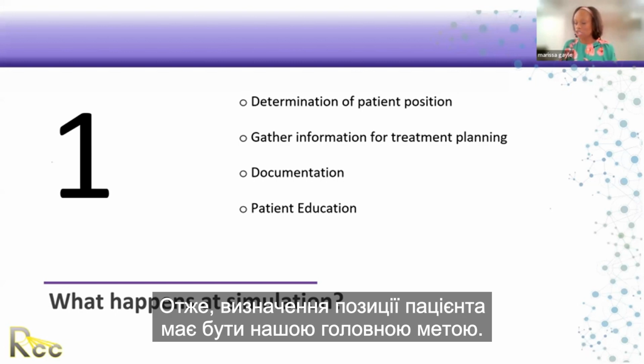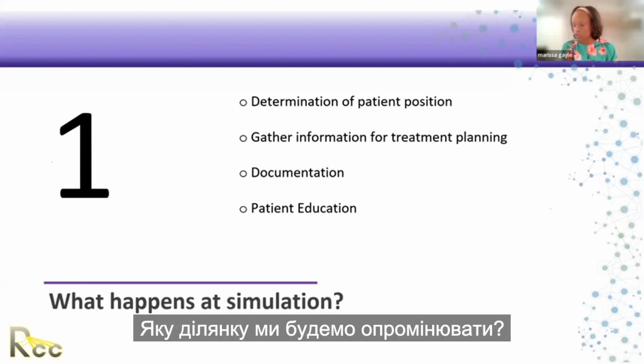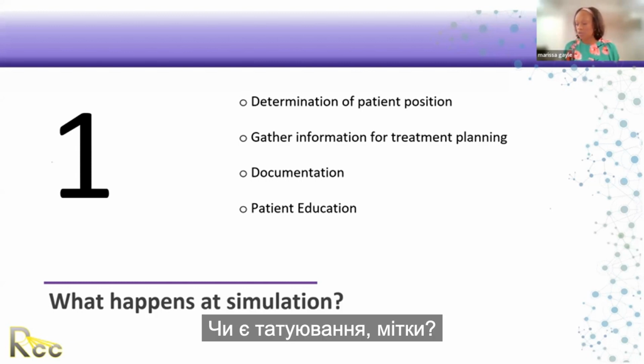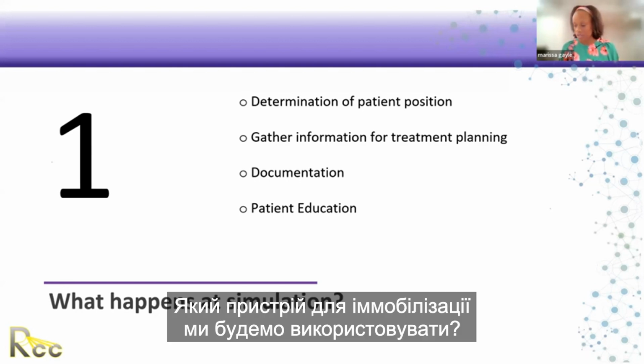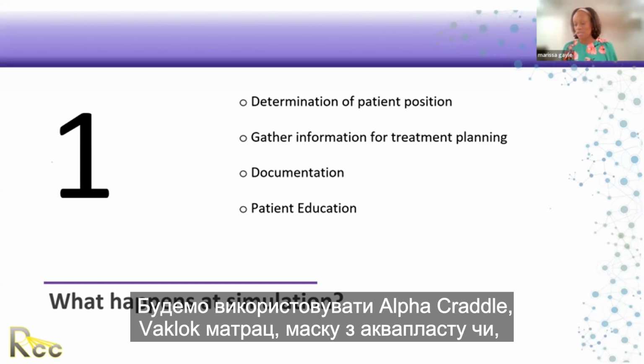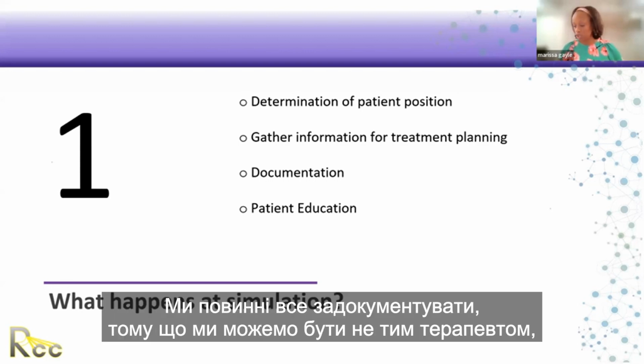Determination of patient position should be our main objective. What area are we going to treat? Are we going to have tattoos, marks? What kind of immobilization device will we use? Are we going to be using an alpha cradle, a vac lock, an aquaplast mask, or maybe just a knee wedge? What are we going to use?